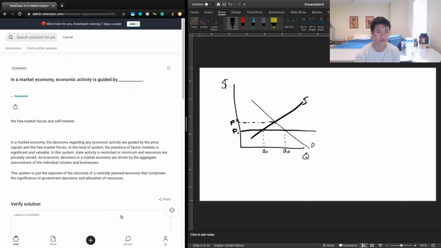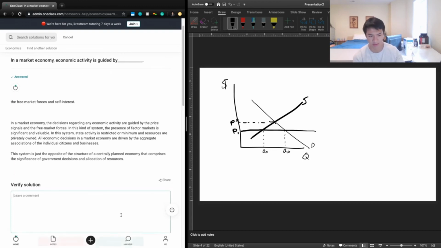All economic decisions in a market economy are driven by the aggregate associations of the individual citizens and businesses. The system is the opposite of a centrally planned economy that comprises the significance of government decisions and allocation of resources, right? And so, again, drawing that line between what is the market economy and what are other forms of economies that are not the market economy. We're going to be pretty clear on that, and this is a pretty clear answer choice here.